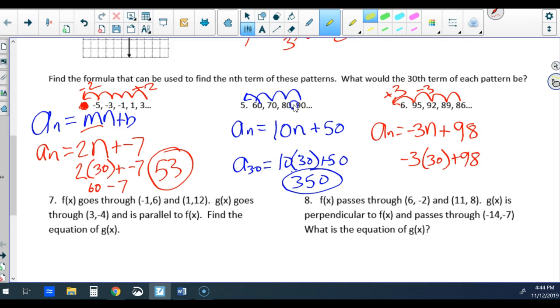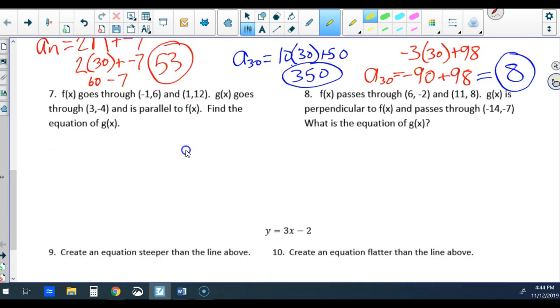Negative 90 plus 98 is positive 8. The 30th term would be 8. That would technically be a sub 30 to get technical. There we go.